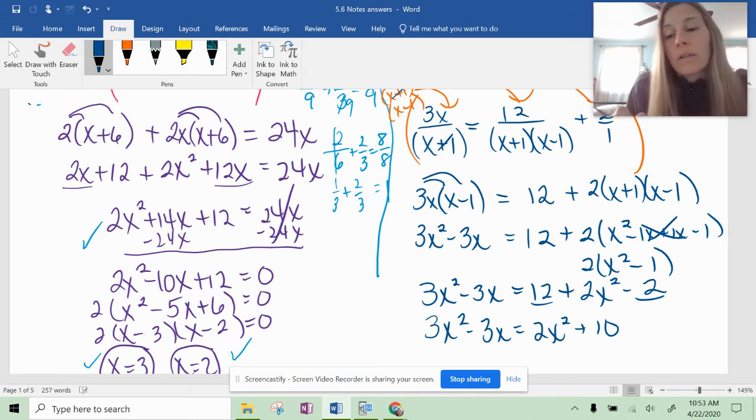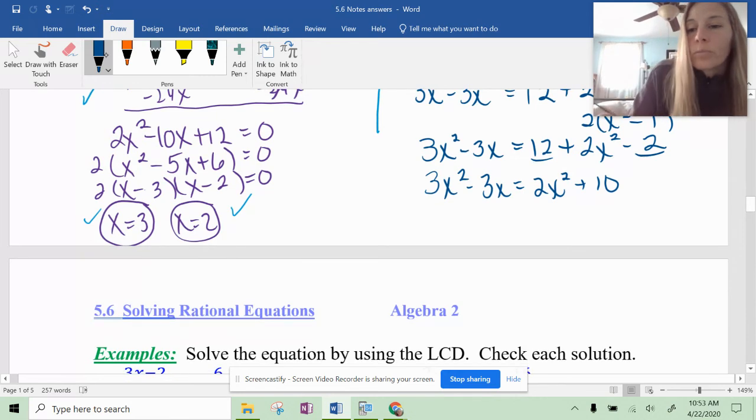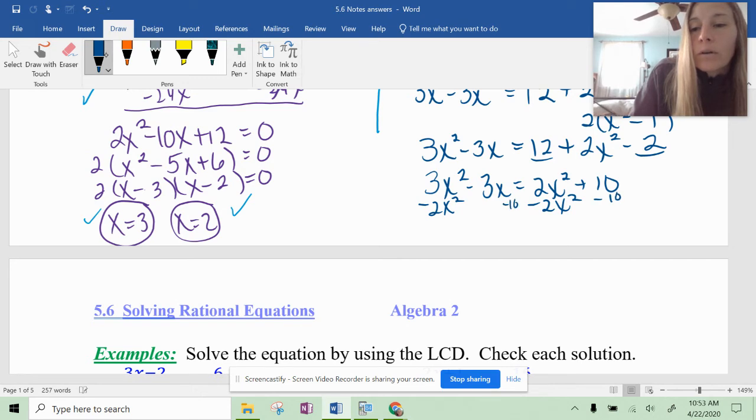All right, and then the last thing I need to do, because this is quadratic, is get everything on one side of the equal sign. So I'm going to move that 2x squared over, combine it with that 3, subtract my 10 over. So I have x squared minus 3x minus 10 equals 0.